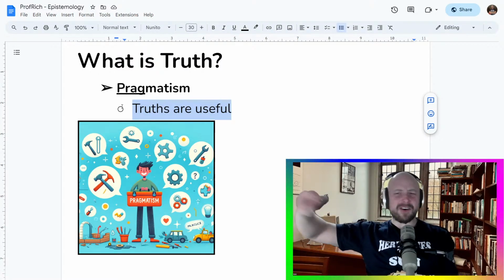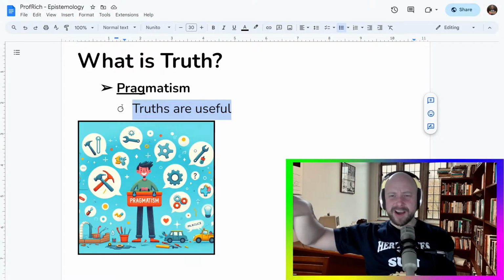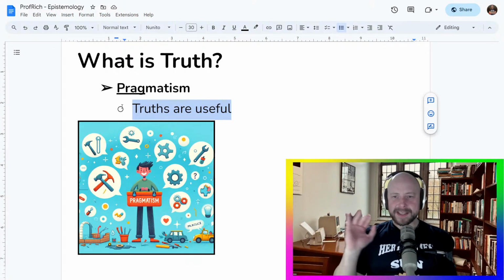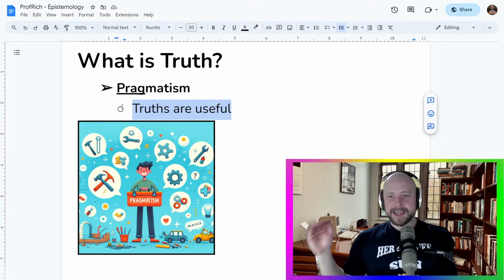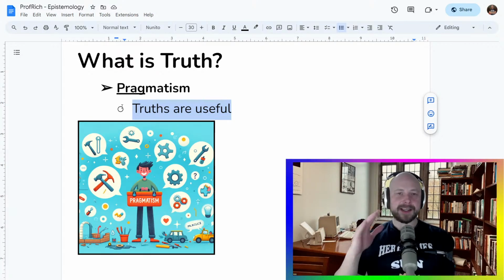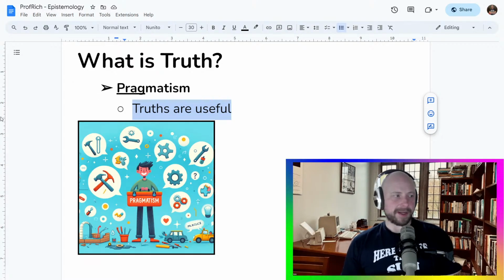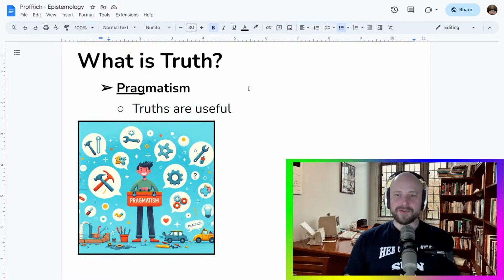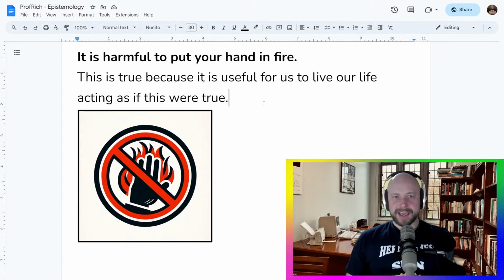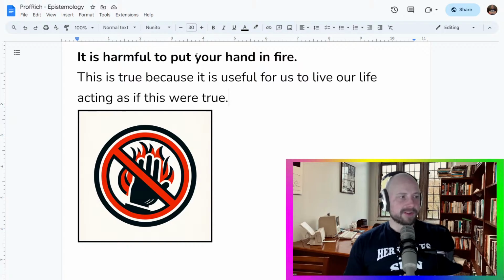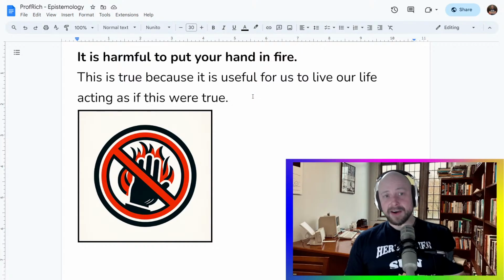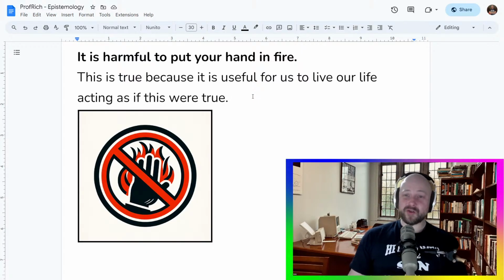And I don't care about observations and rationality, whatever. That stuff can be useful, sure, but it's not important for me when I say that something is true. I will simply say it's true if it's useful for getting through the world. And this is the pragmatist theory, the pragmatism theory of truth. So a similar example there to the one I just gave, which is it's harmful to put your hand in fire. This is true because it's useful for us to live our life acting as if this were true.